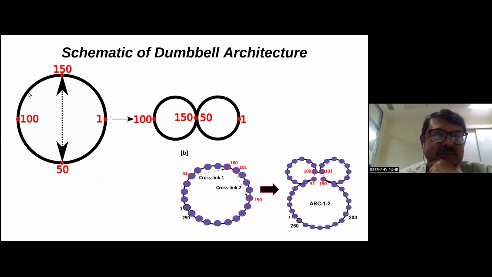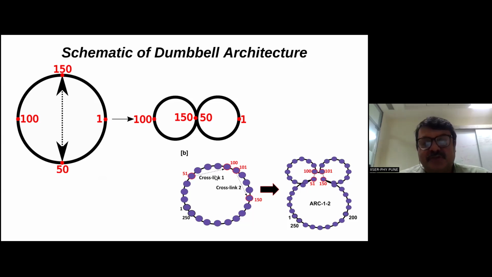Topological modification means, suppose we have a 100 monomer chain. Then we are going to connect by a spring diametrically opposite points of the ring polymer, okay, so that it is going to become an inverted 8. So you're going to have two different circles like this.